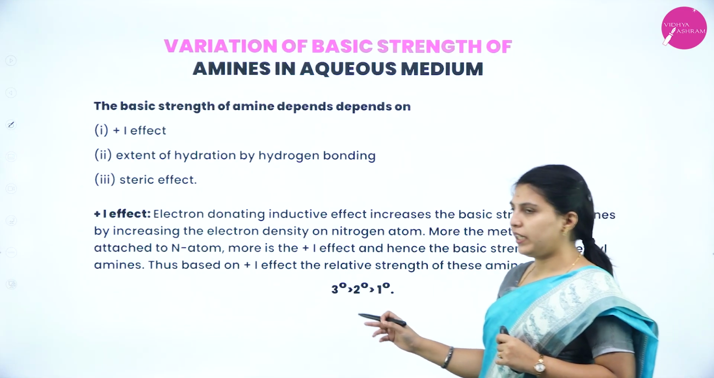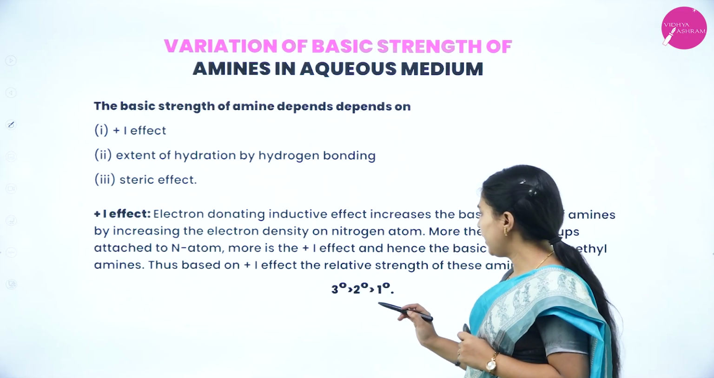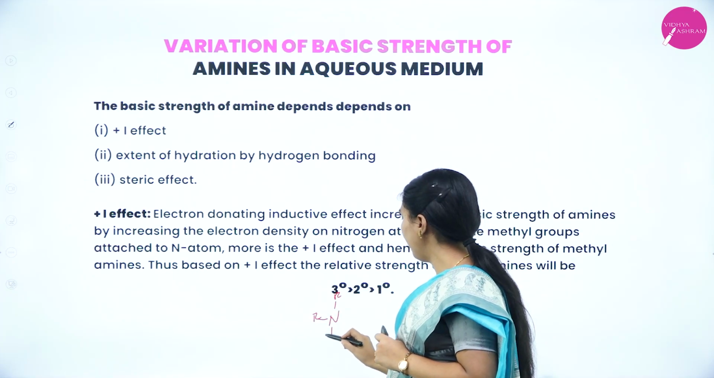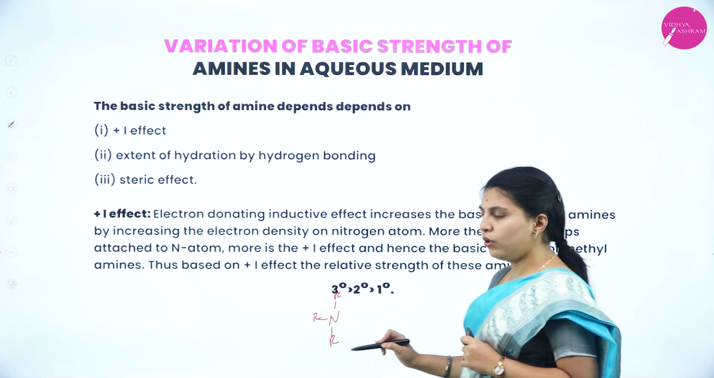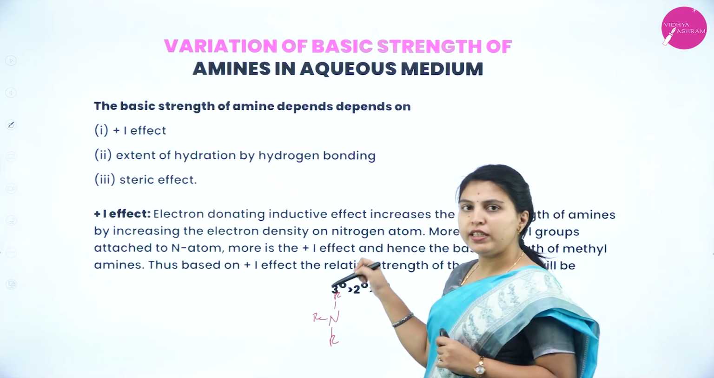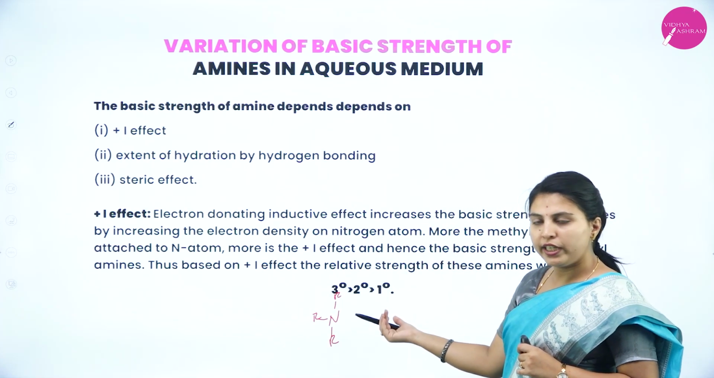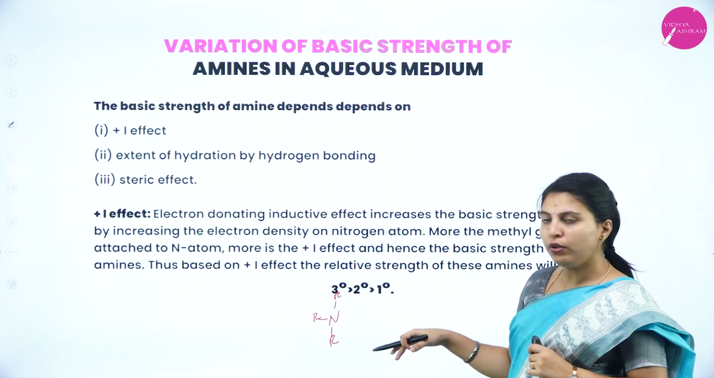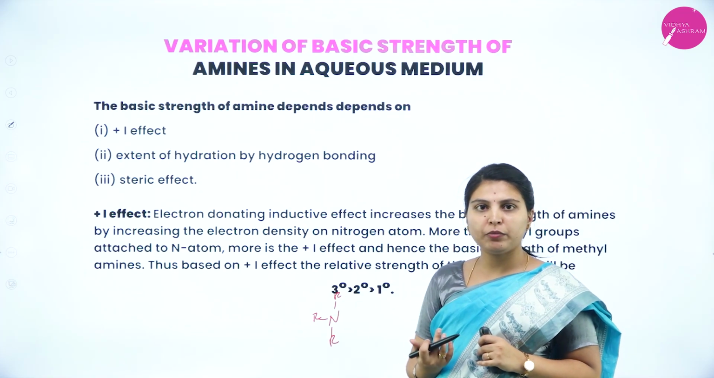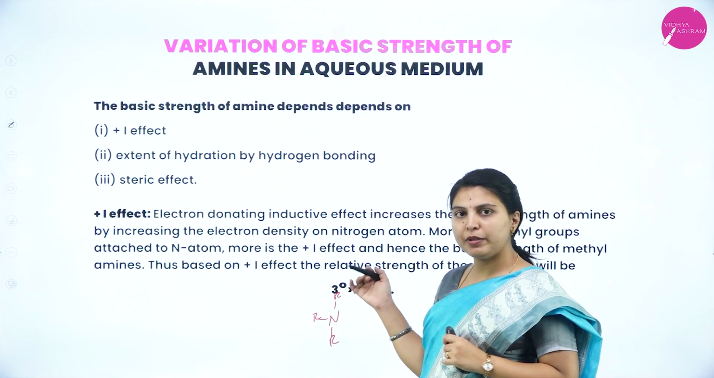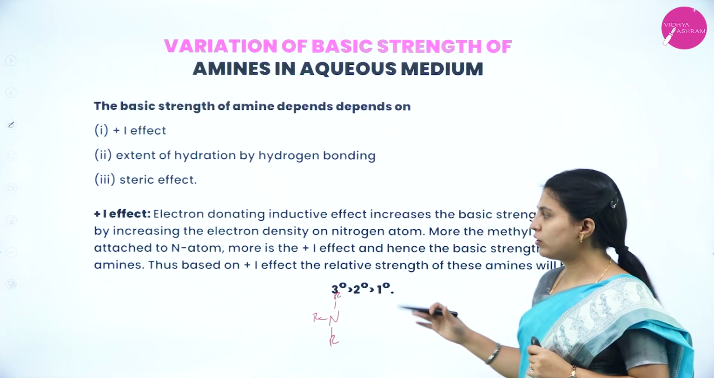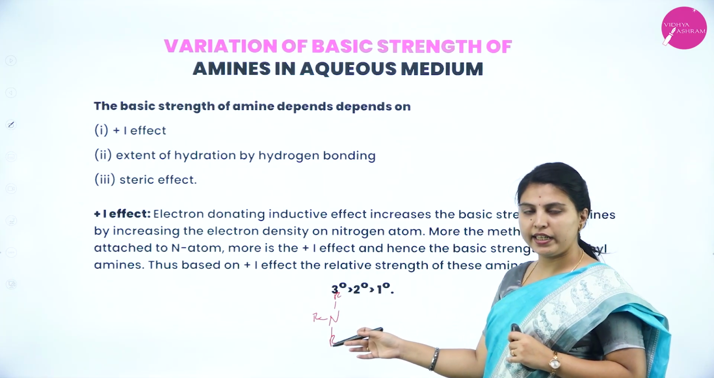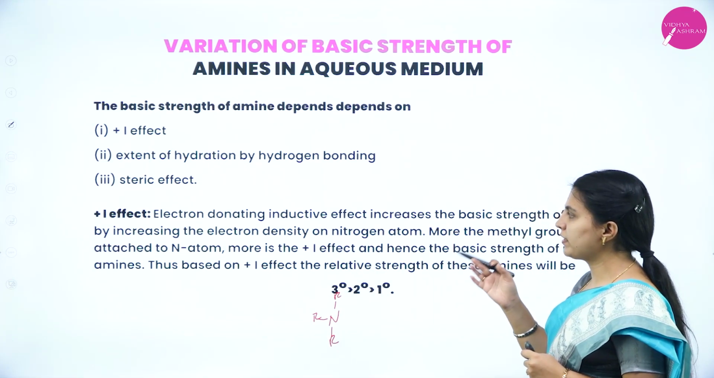Here in tertiary amines, the R groups will be more, correct? So the electron density on nitrogen is donated toward the methyl groups surrounding the nitrogen. So the electron donating capacity will be more and the electron density will be more on nitrogen. So the basic character will also increase. That's why tertiary is greatest, then secondary, next primary. This is about the plus I effect.